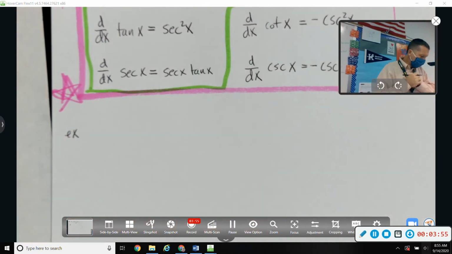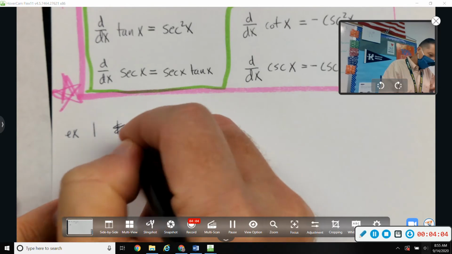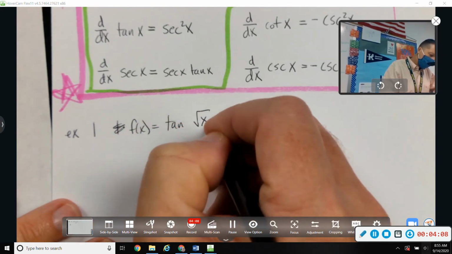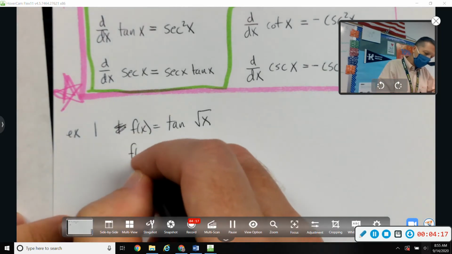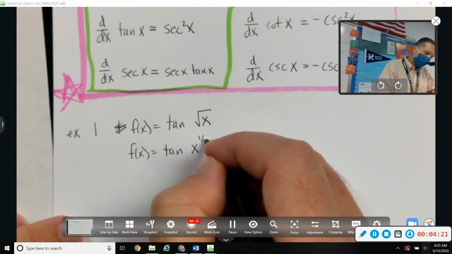All right, let's do some examples. I'm trying to cut some examples out here. Let's say that f of x equals tangent of the square root of x. Well, I don't really like square roots. We don't handle square roots. We do x's with powers. So let's do x to the 1/2.